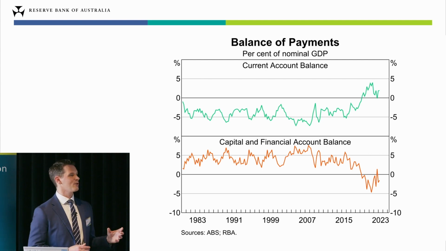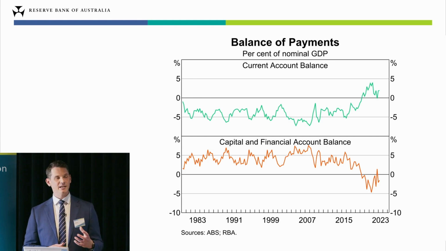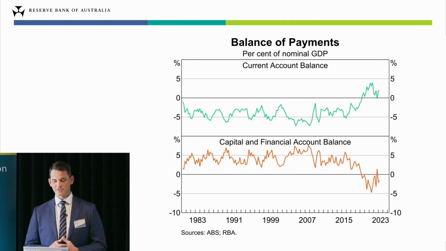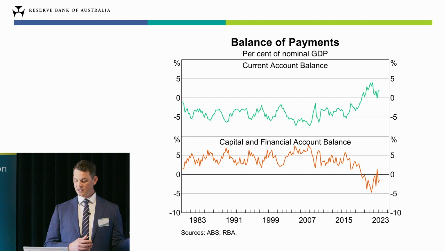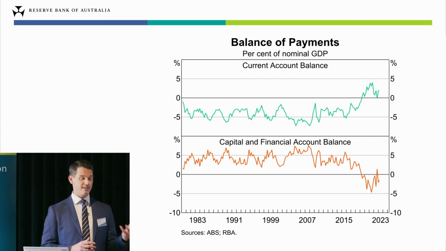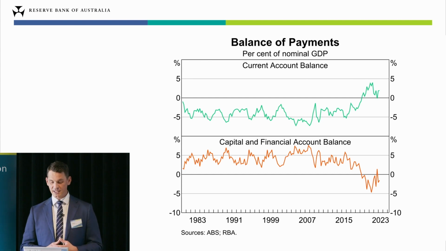And while it's normally thought about as the sum of the trade balance and net income balance, it is also equal to the savings and investment gap. And it's this concept that's really helpful for thinking about how developments in the domestic economy are related to changes in the external accounts. And so using this approach, we can think about the historical deficit reflecting investment in Australia being greater than savings.